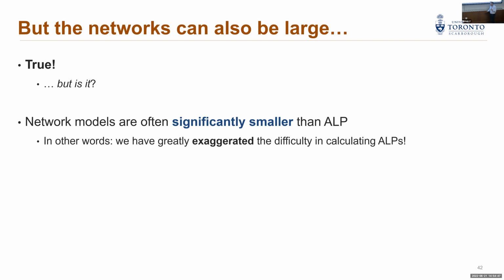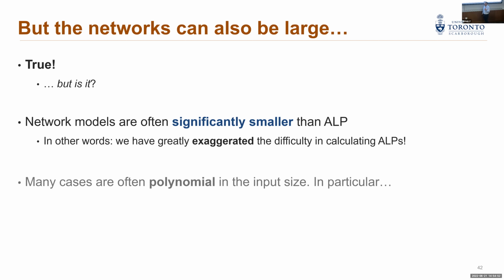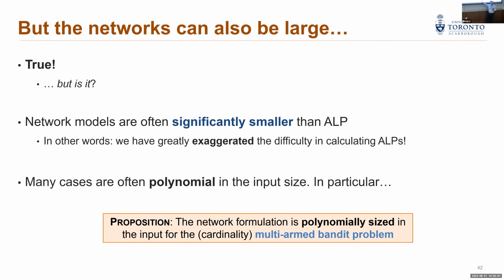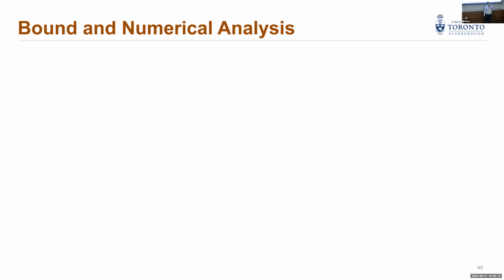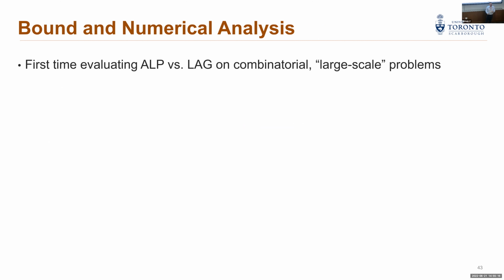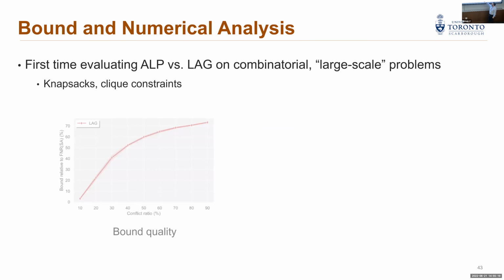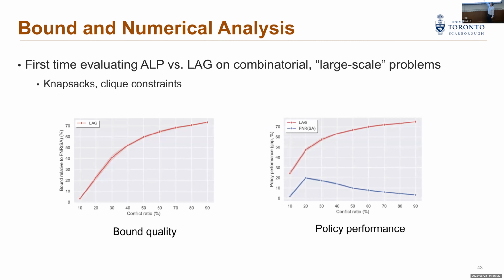In every paper that you read, they say, oh, we cannot do it. Actually, there are lots of problems for which we can do it. In particular, it is polynomial for a number of problems that people have solved. One of those problems is the multi-armed bandit problem. Here, the network is going to be polynomial sized, so you can get the ALP in polynomial time in the input of the problem for multi-armed bandits. There is also some numerical analysis that we show: for the first time we can run knapsacks, show that it's better than the Lagrangian, and have a better idea of when it's better than the Lagrangian. There are papers about this, and it's the first time we can actually do computational results computing the bounds.